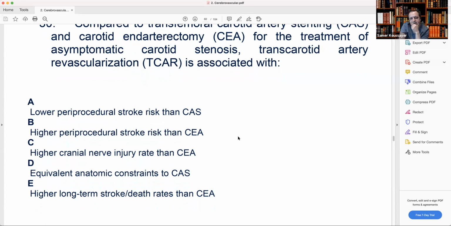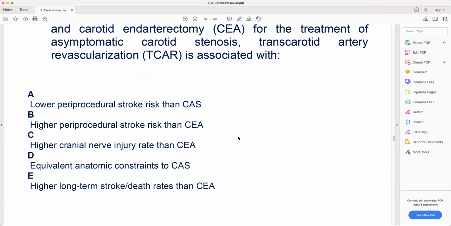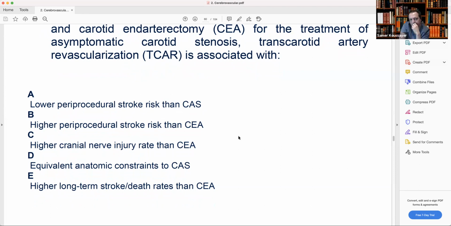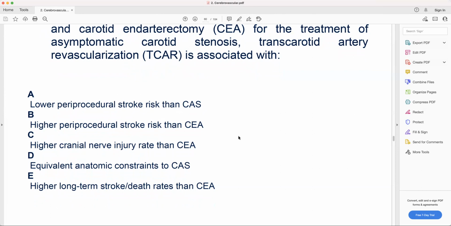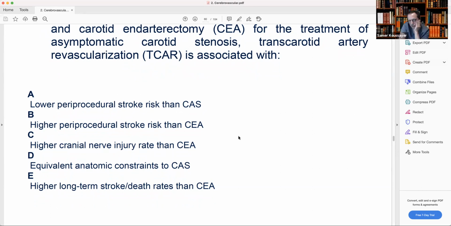Okay. Higher cranial nerve injury rate than carotid endarterectomy? No. The surgical rate is more. With TCAR the incision is small. You can still damage a nerve because you have to dissect down to the common carotid artery, but it's not like surgery. Surgery, of course, has more dissection and more nerve damage. You have the hypoglossal nerve, so it's not higher for sure.